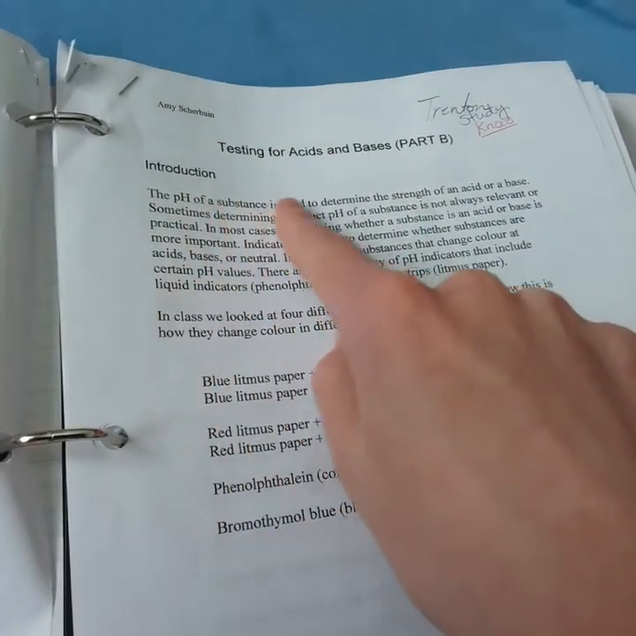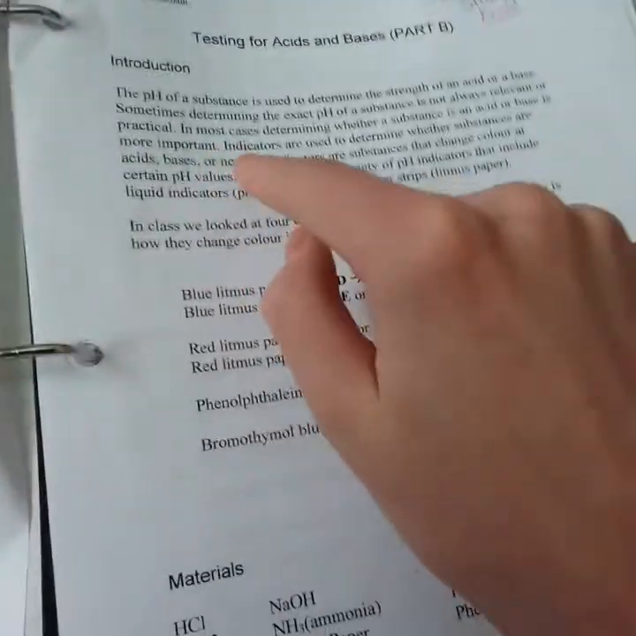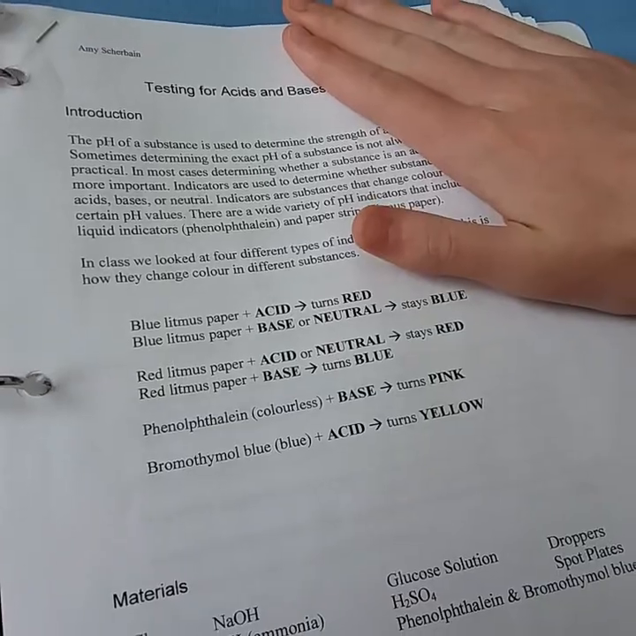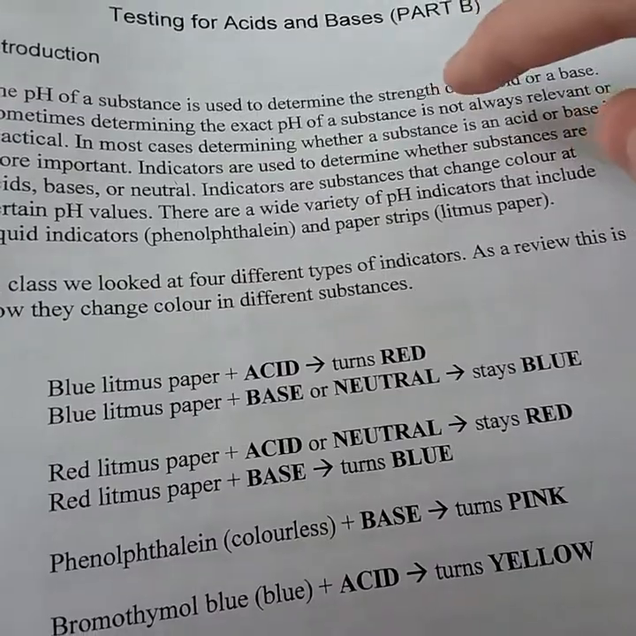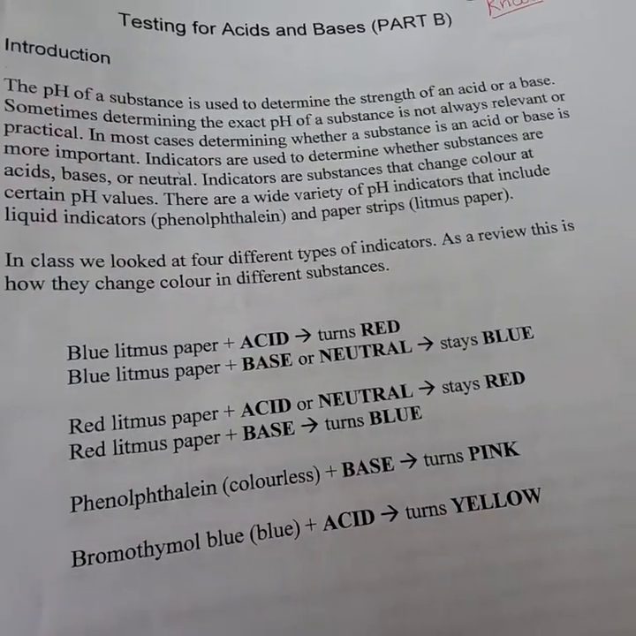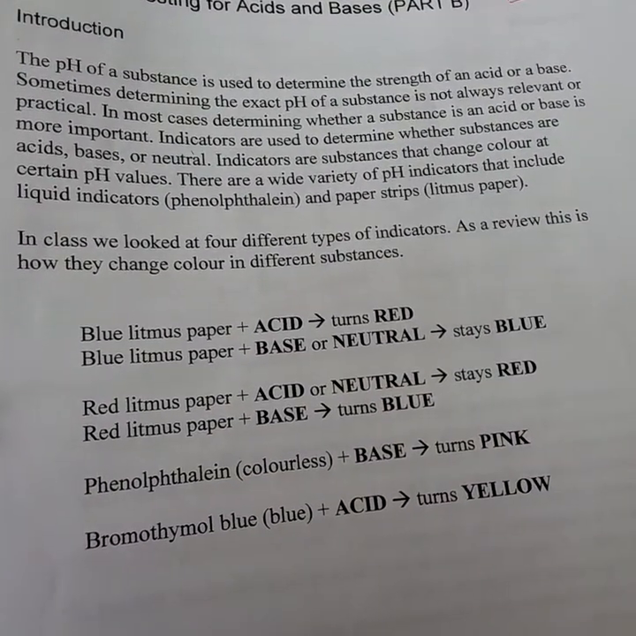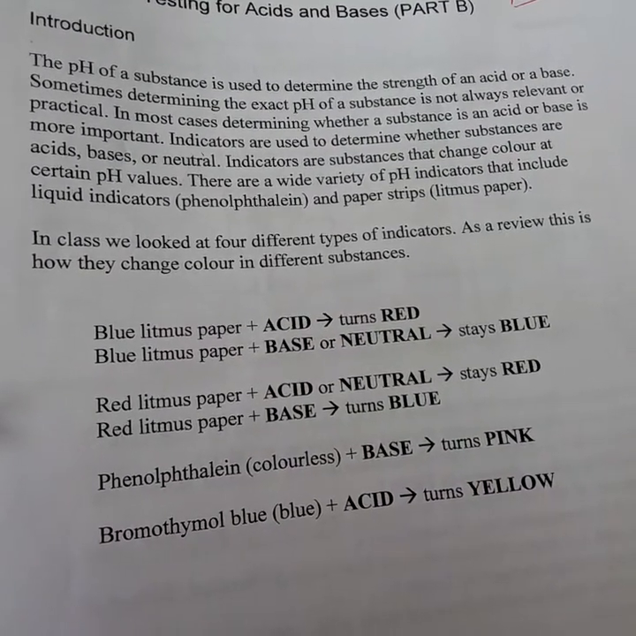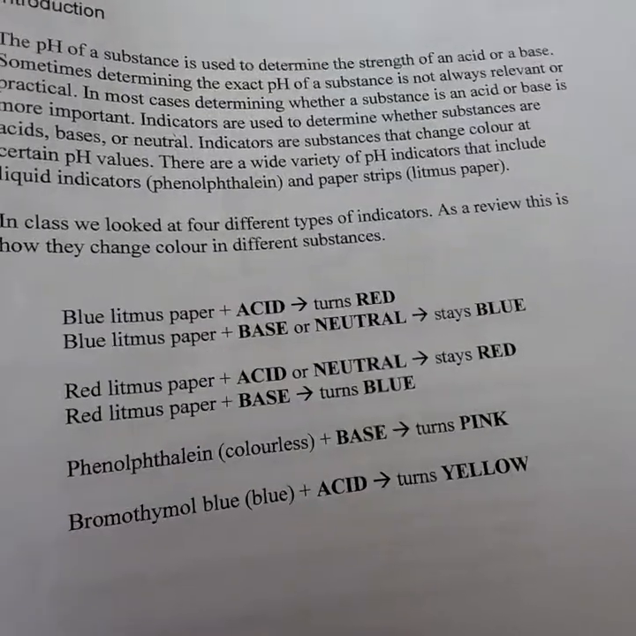As we see here, the pH of a substance is used to determine the strength of an acid or a base. To determine the exact pH of a substance is not always relevant or practical. In most cases, determining whether a substance is an acid or base is more important. Indicators are used to determine whether substances are acids, bases, or neutral. Indicators are substances that change color at certain pH.